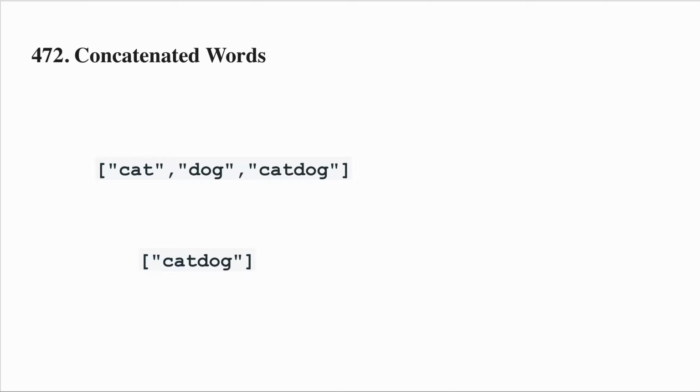Hello friends, in this video I will be talking about LeetCode problem number 472, concatenated words. In this problem you are given an array of strings, for example cat, dog and catdog.